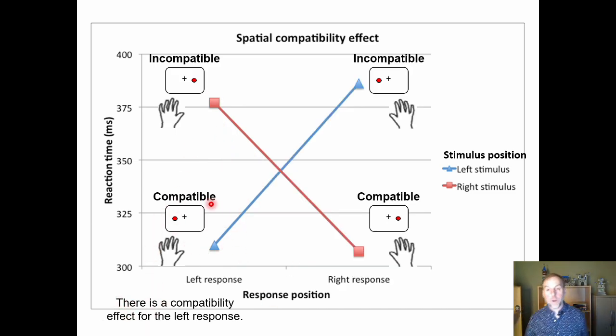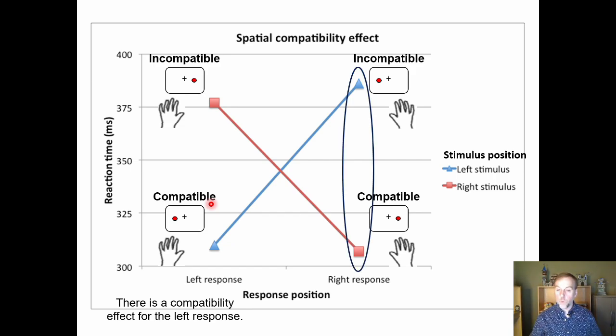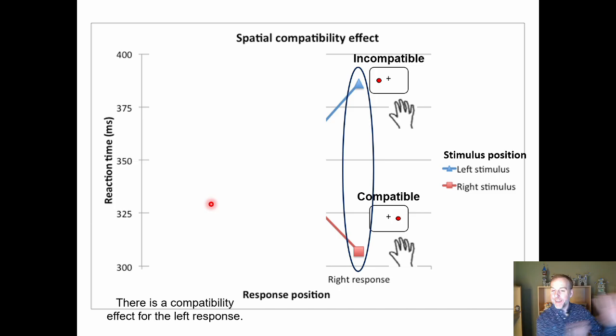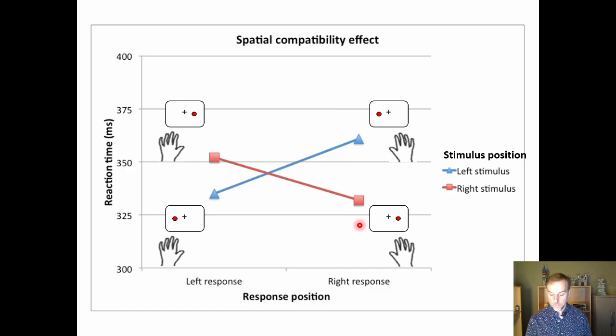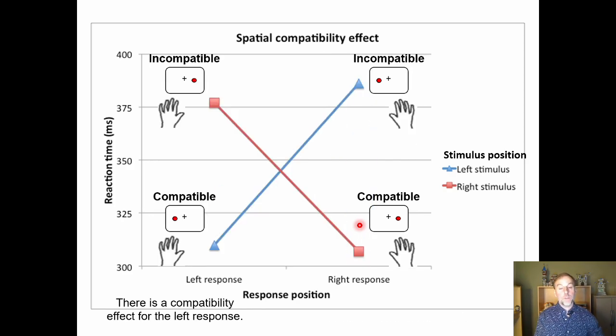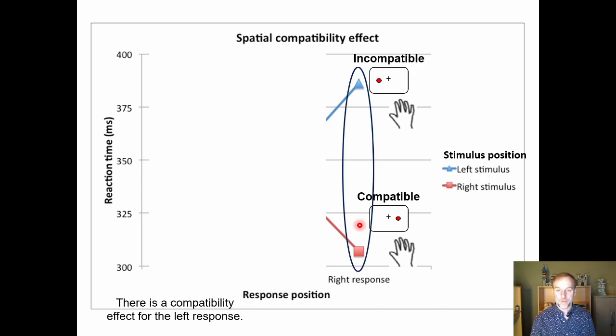What about with the right response? So we only need the two data points on the left here, so let's blank out the ones on the right so they don't distract us. And okay, this condition is faster, it's the compatible condition, so these results make sense. So yes, there is a compatibility effect for the right response. And that's what we expect. Those are the results that make sense.